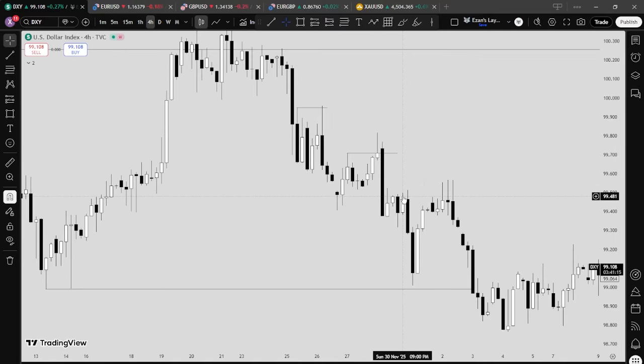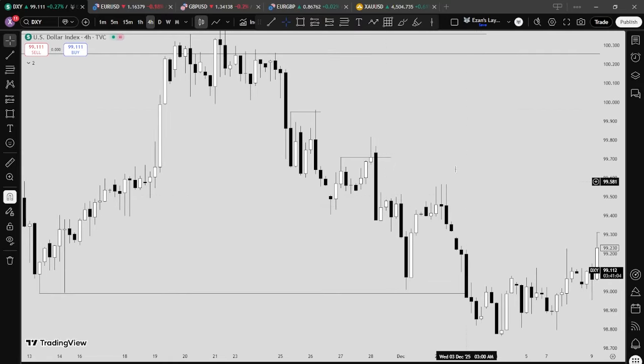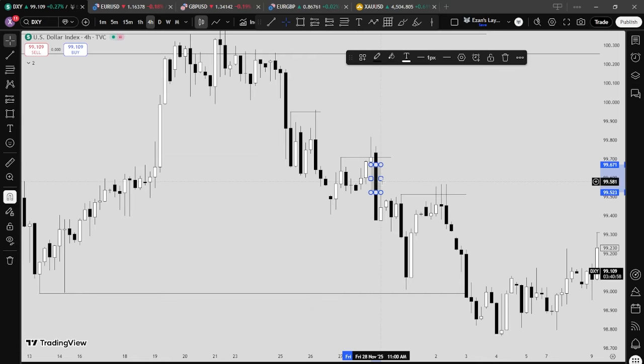So what price basically ended up doing is it completely edged your draw, created an equal low, and price reversed up high from there. Now price reversed where? Price reversed towards this high, and price also tagged into this fair value gap.